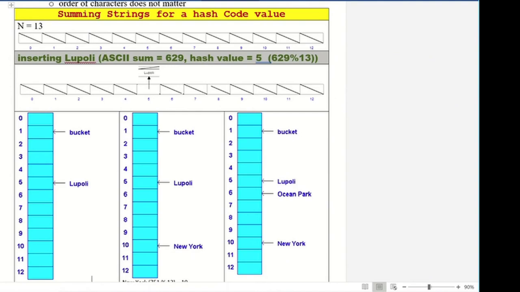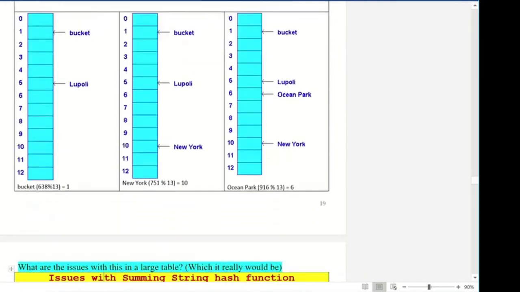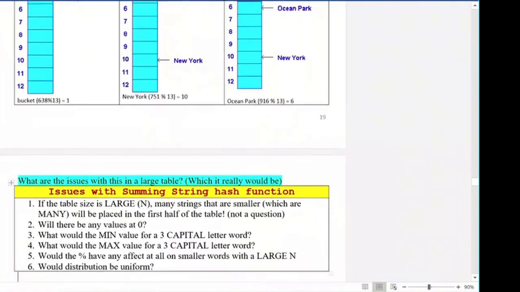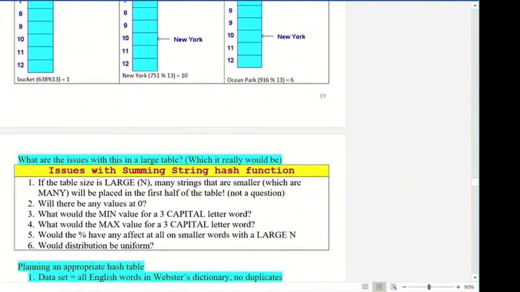Now, it looks like an even distribution, and that's fine at first, but here's the bad news: issues with a summing string hash function. If the table size is large, how many strings are small and will be placed only in the first half of the table? So think about it. Think about three-letter words: but, the, was. Aren't all those not going to total up to anything big?